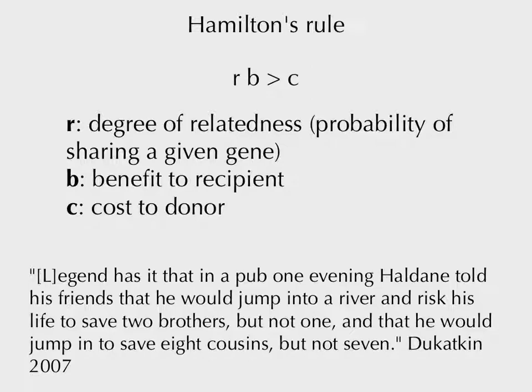What was his thinking here? You expect your brother to have about half of your genes because you both inherited them from your parents. And so if it's two brothers, it's the same as your own life, and eight cousins is the same relatedness as an uncle and son. Mm-hmm. Right. So that's the trade-off.